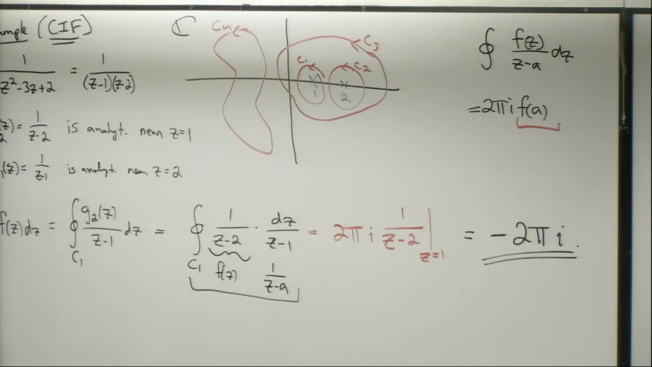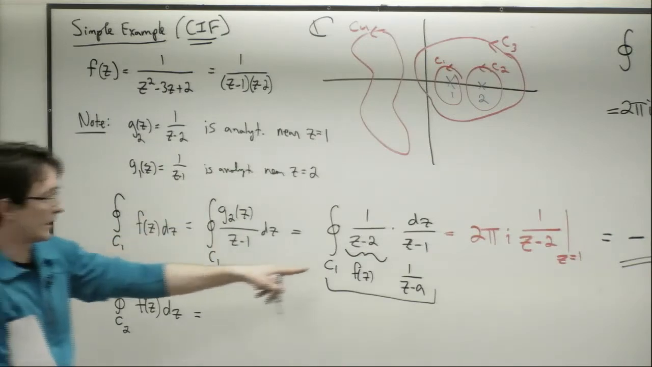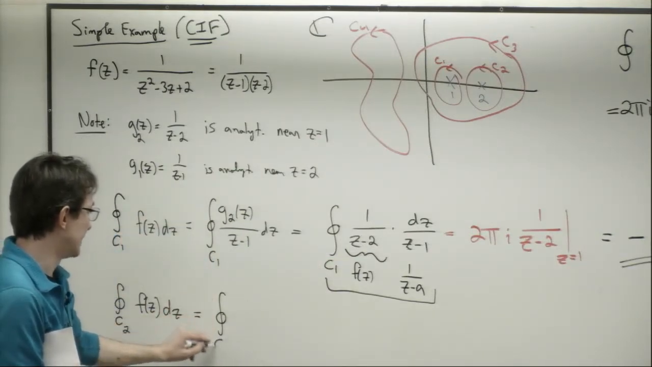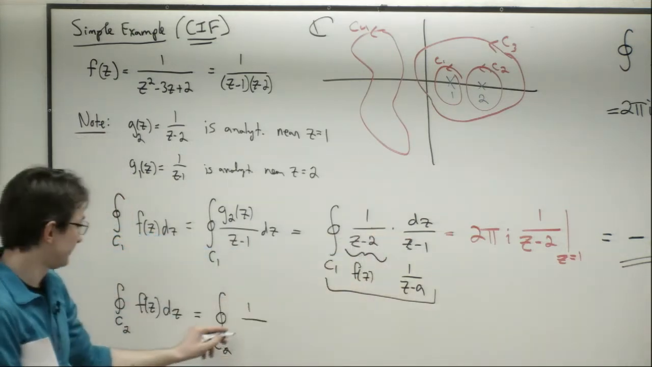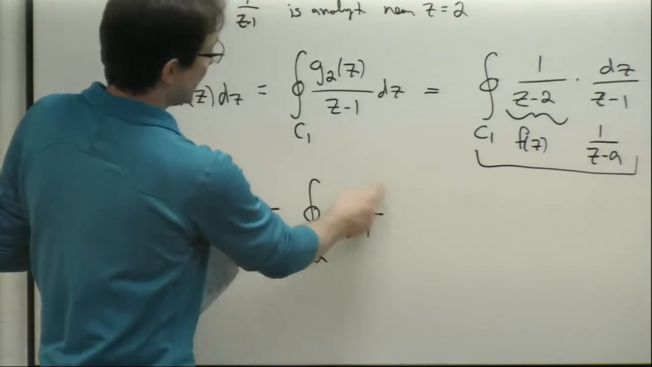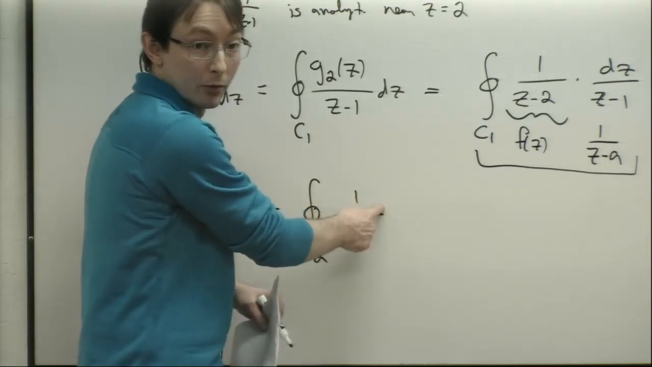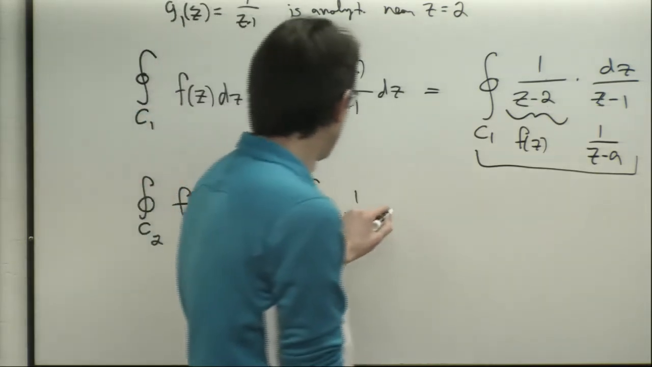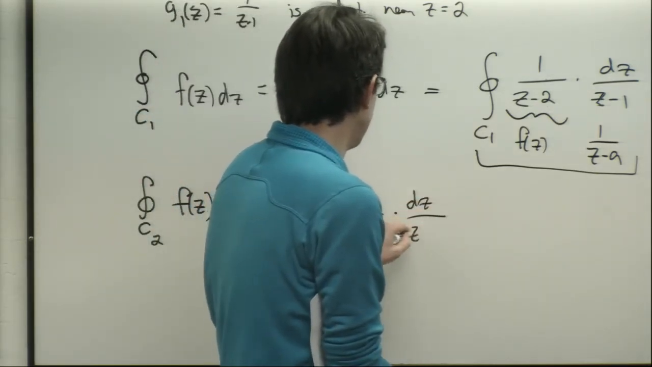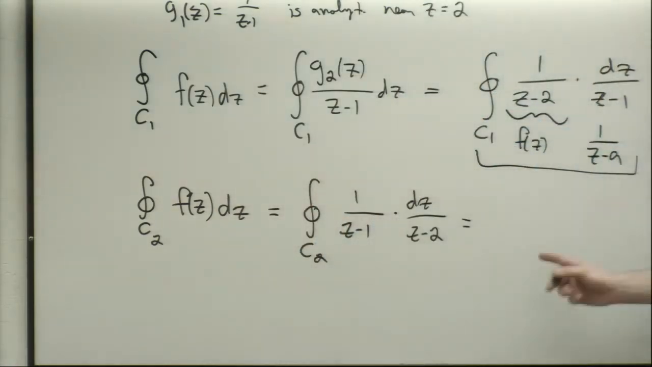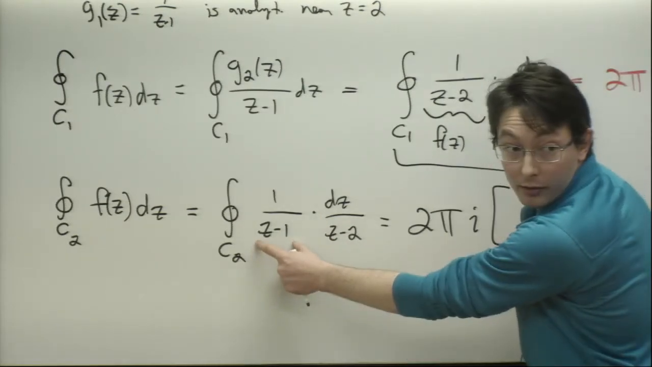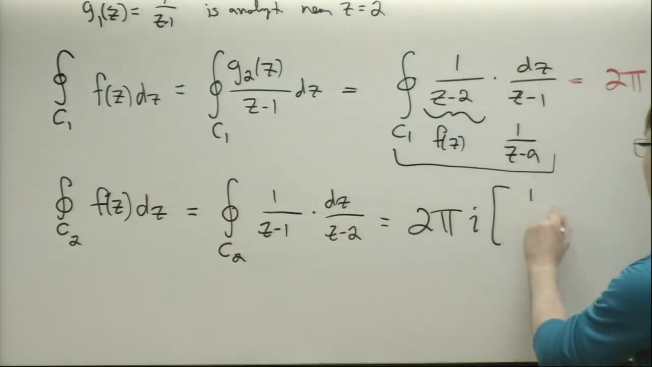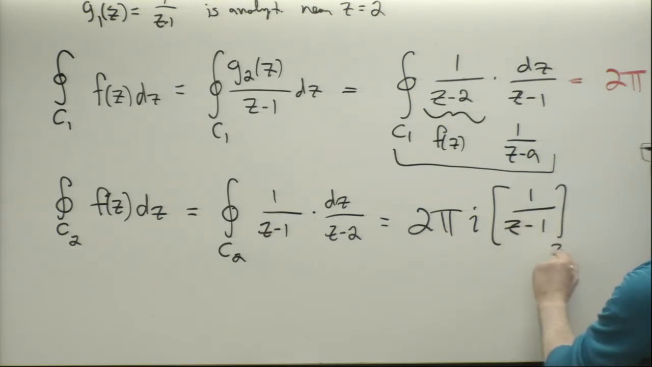Similarly, if I take my contour integral around contour 2, dz, it's the same thing, except now it's the integral over C2. My analytic part now is 1 over z minus 1, the part of the function that's analytic at my pole z equals 2, times dz over z minus 2. And so this equals 2 pi i times my analytic part evaluated at my pole, so 1 over z minus 1 evaluated at z equals 2.